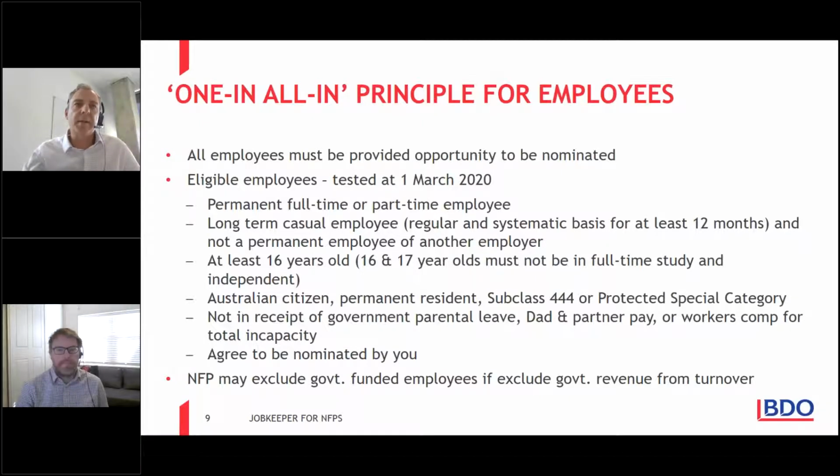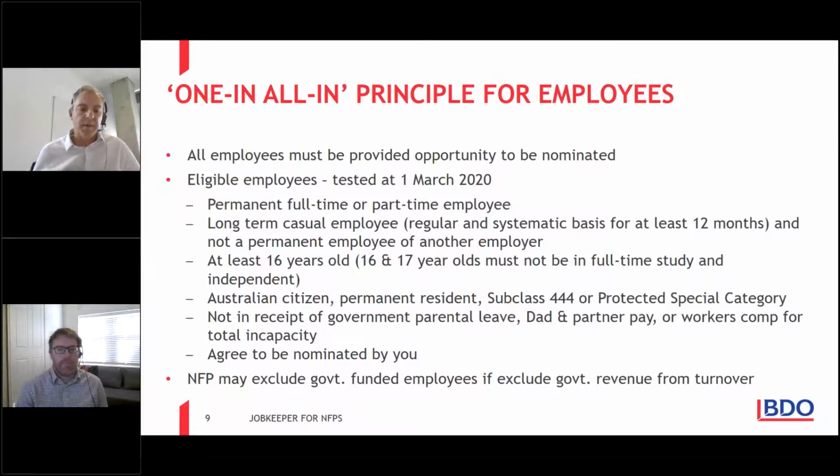Now, they've just recently said that if you're 16 or 17 years old, they can't be in full-time study, and they must be independent. And those terms are defined in the Social Security Act. So it's really looking at people who may have been married, but have children, or be unable to live at home. Now, if you've got someone who you've already paid JobKeeper to before these rules changed in the first 2 fortnights, that's okay. That rule only applies for the future.